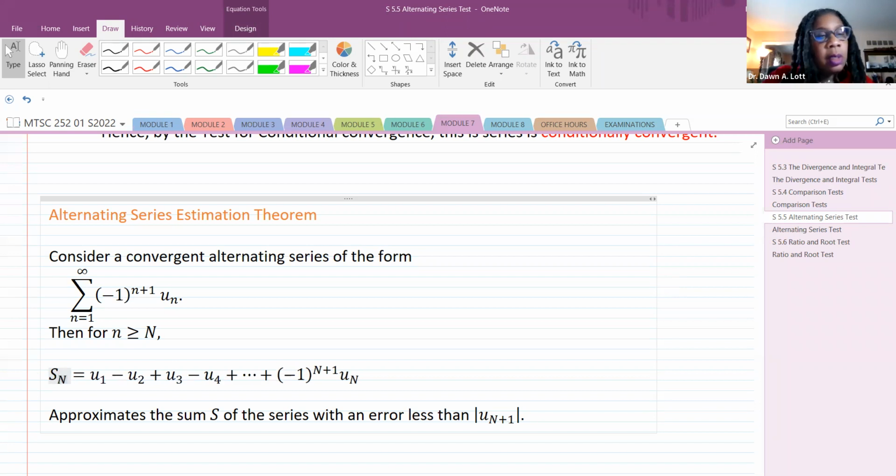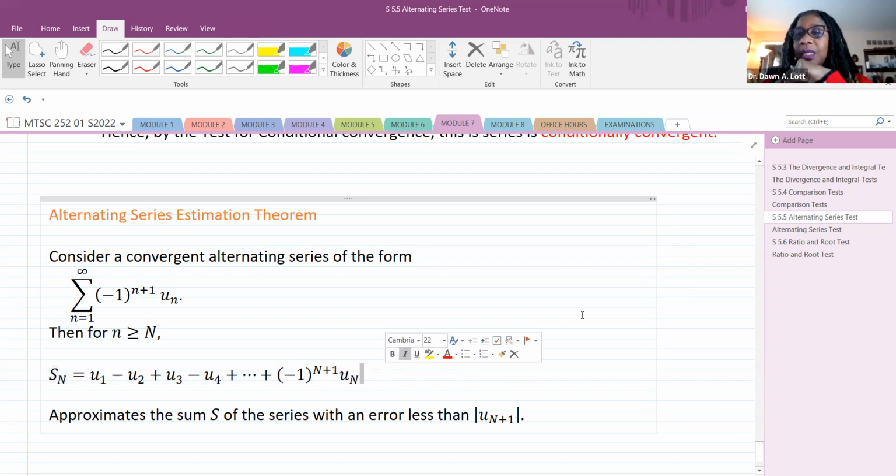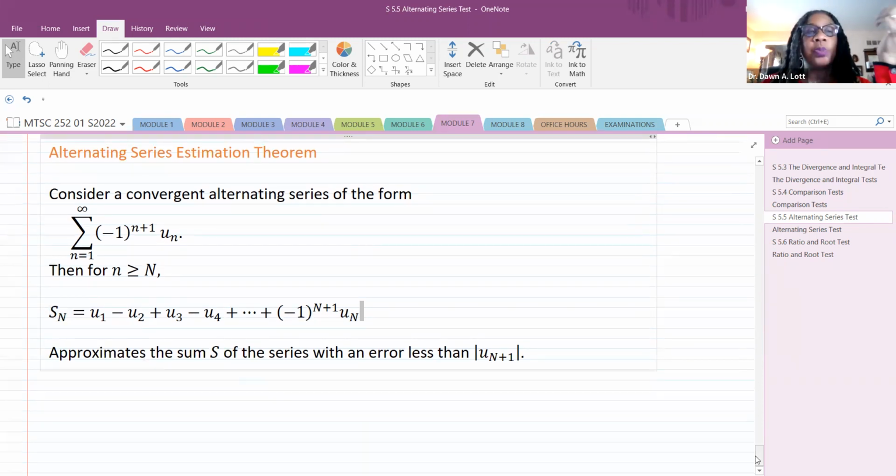Yes, I can. Okay, so then what we're going to do is compute the Nth partial sum, that is, sum up the first capital N terms. If you sum up the capital N terms, the alternating series estimation theorem says that this sum will approximate the true sum of the series with an error less than the absolute value of the next term. So we can actually get a good idea of what our series sums to if we use the alternating series estimation theorem.